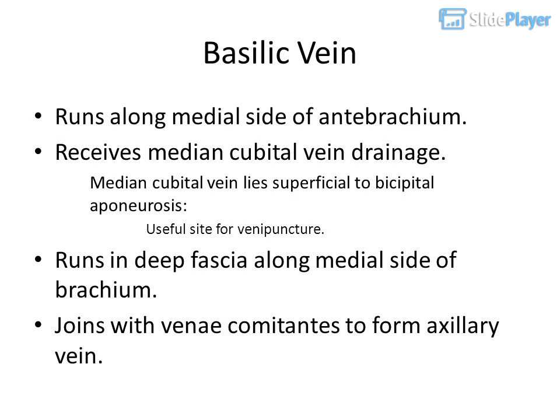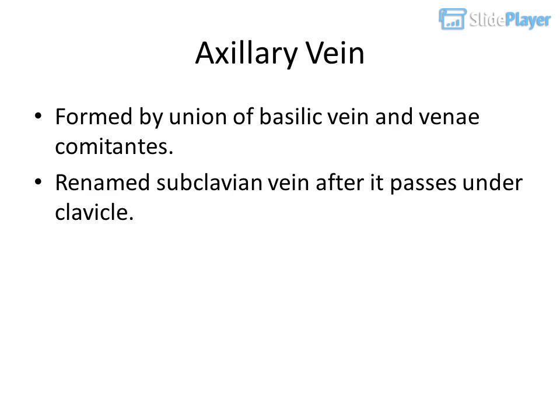The basilic vein receives median cubital vein drainage. The median cubital vein lies superficial to the bicipital aponeurosis and is a useful site for venipuncture. The basilic vein runs in deep fascia along the medial side of the brachium and joins with the venae comitantes to form the axillary vein. The axillary vein is formed by the union of the basilic vein and venae comitantes, and is renamed the subclavian vein after it passes under the clavicle.